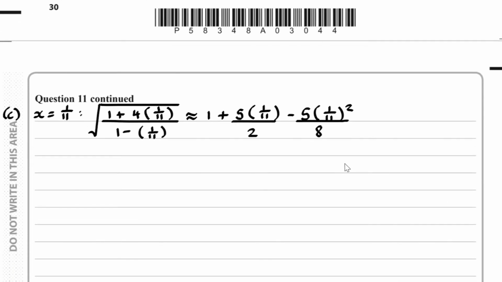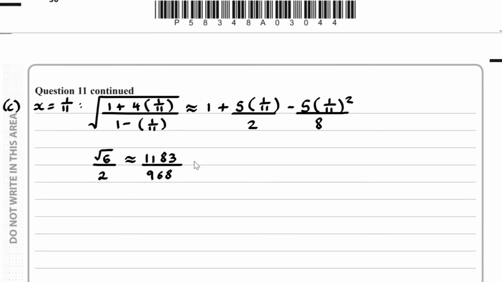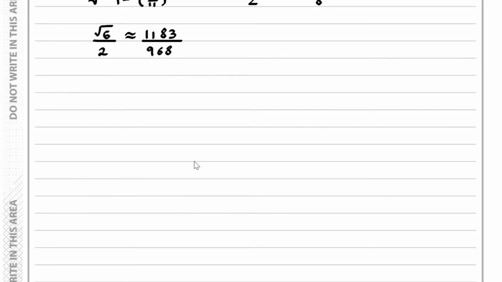So, on the left hand side, we end up with root 6 over 2, and on the right hand side, we end up with 1183 over 968. And so, multiplying this by 2, an approximation for root 6 is therefore 1183 divided by 484.